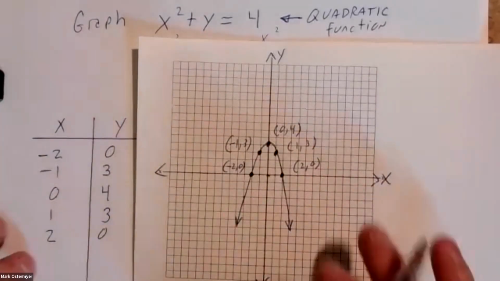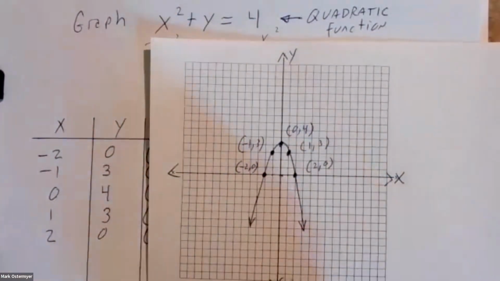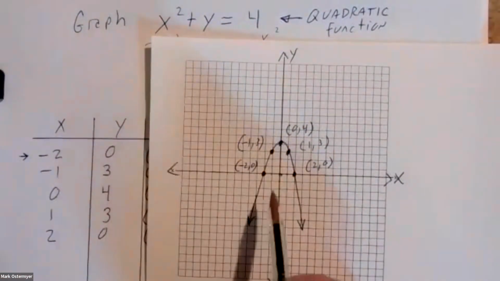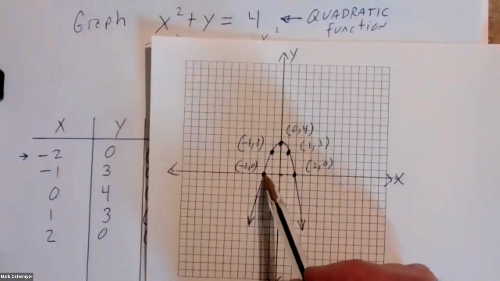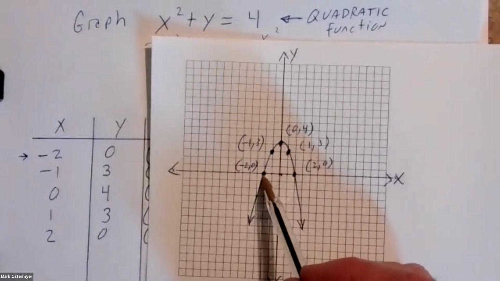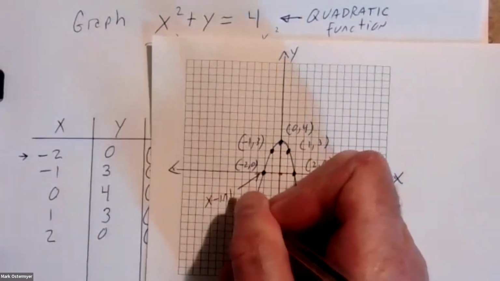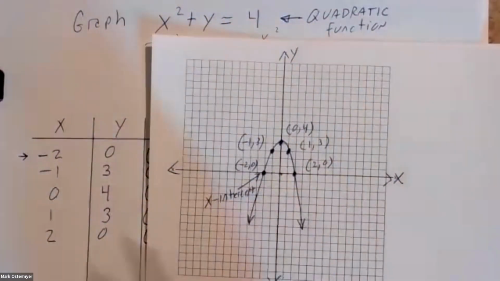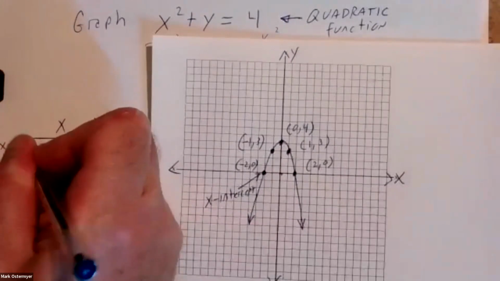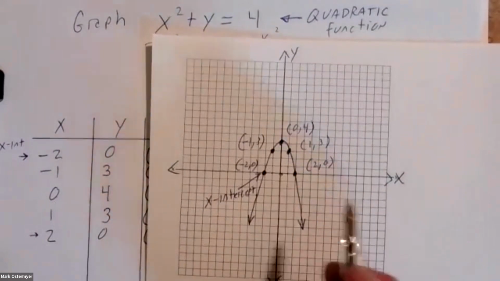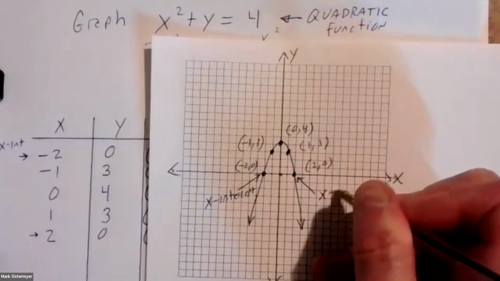I want to point a couple things out here. This point, -2, 0, lies on what axis? -2, 0 lies on the x-axis. And so therefore it has a special name. Any point of intersection between a graph and the x-axis is called an x-intercept. So this point right here is called an x-intercept. This is also an x-intercept down here, 2, 0. 2, 0 is also a point of intersection between our graph and the x-axis. This is also an x-intercept.